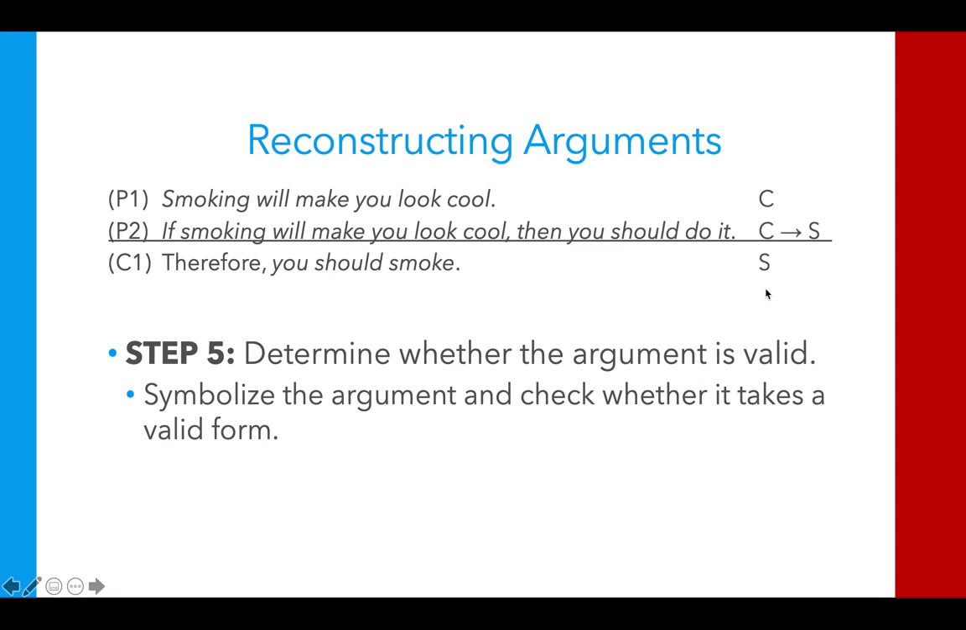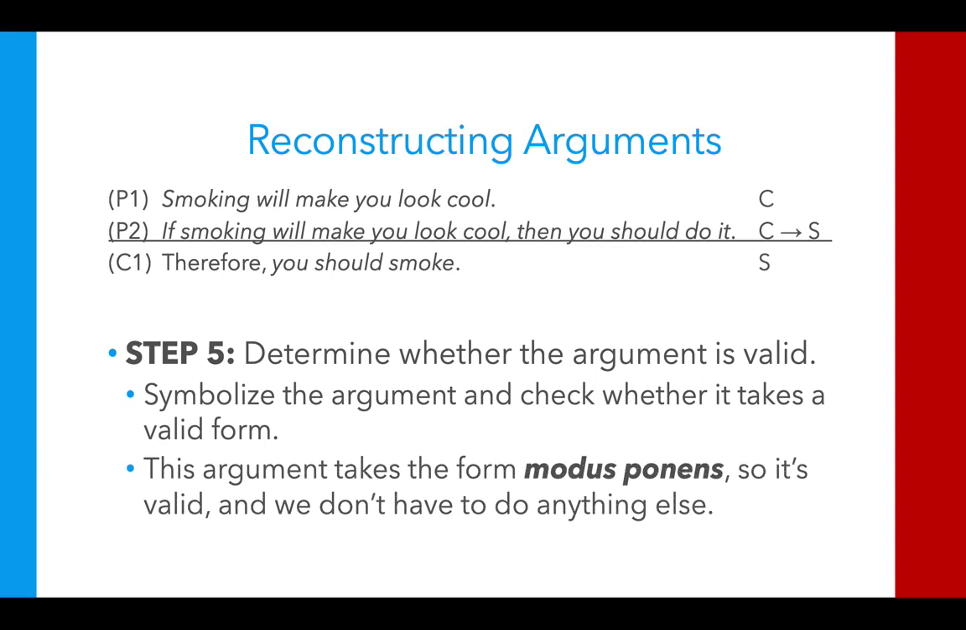So we've symbolized the argument that we have and we're checking, does that argument take a valid form? Now if you've learned your valid argument forms, which hopefully you're doing or you're getting close to, if you haven't done it yet, take a look at the sheet that has the valid argument forms on it and ask, is this one? And the answer is yes. This argument takes the form modus ponens, so it's valid and we don't have to do anything else to the argument. We've reconstructed an argument, we've taken the reasons somebody was giving, we put them in the right order, and now we've got their argument.